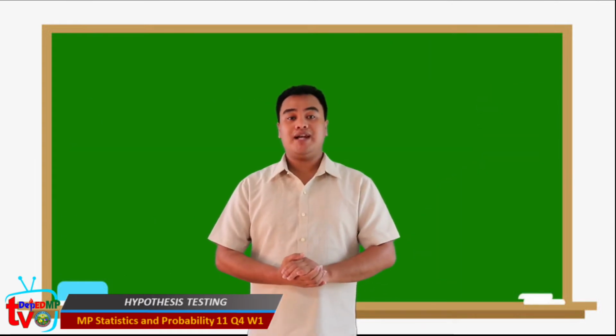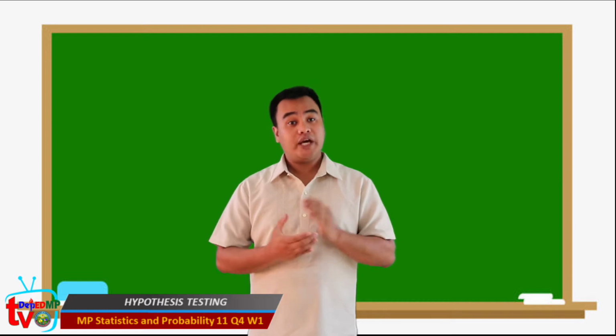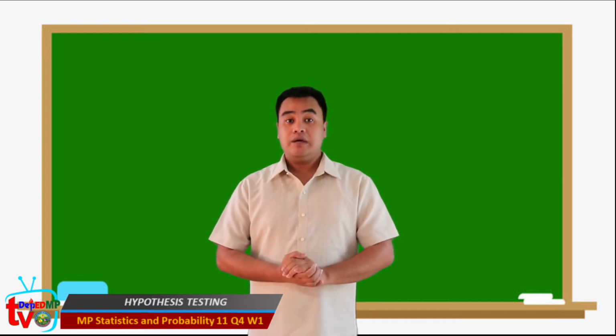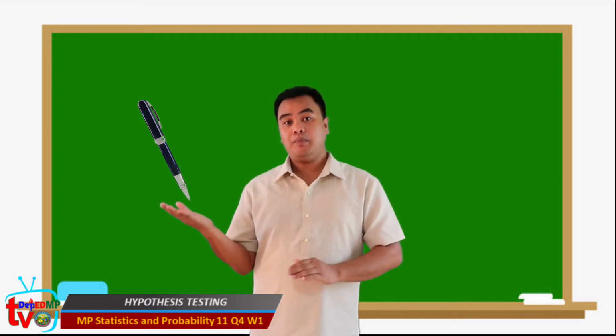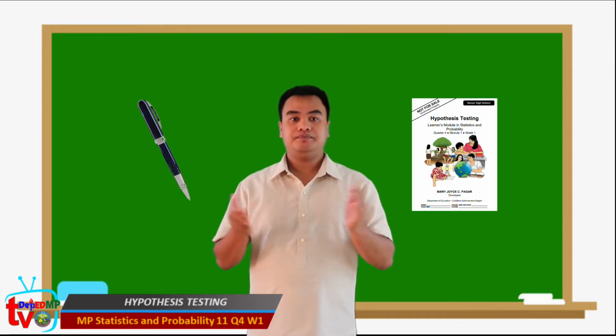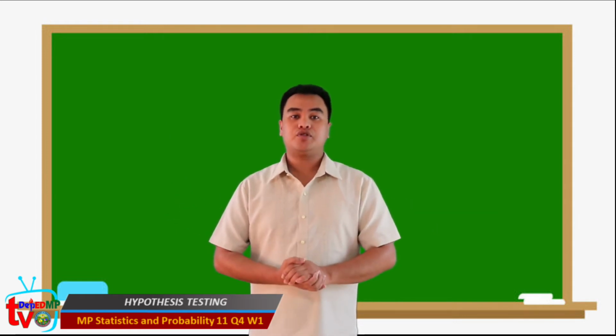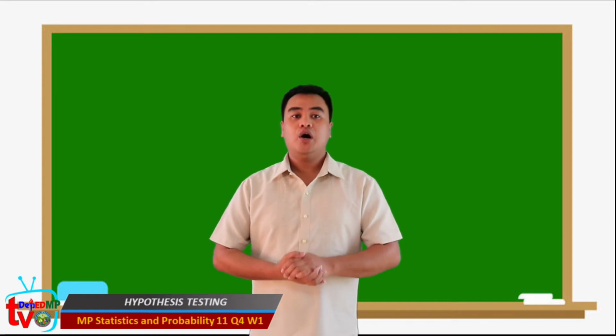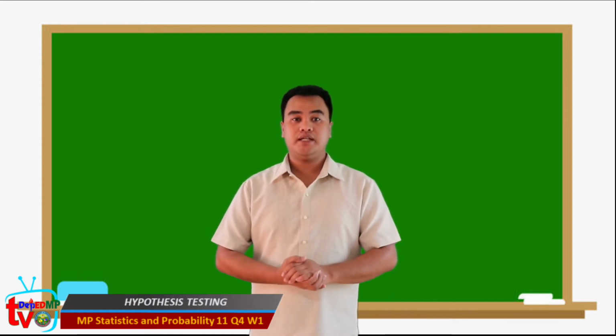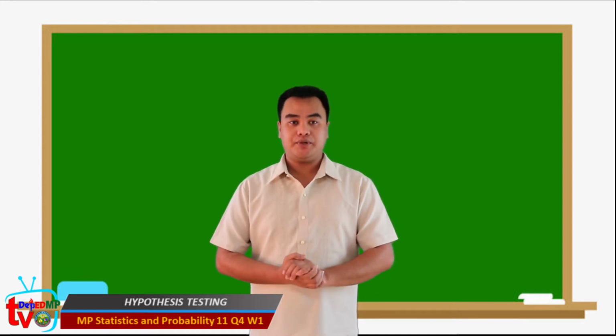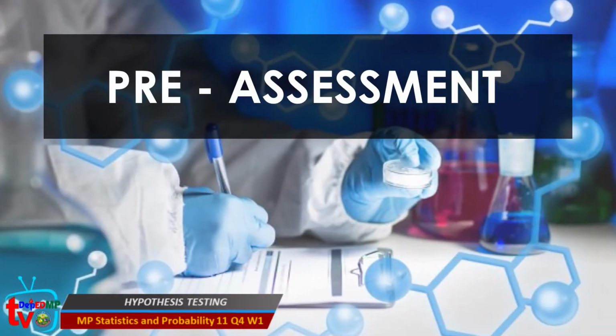Before we proceed with our lesson, we will check what you already know about the lesson. Make sure you have with you your ball pen and module. Answer the multiple choice questions to get an overview of the concepts that we shall be studying in this module. Write the letter of your answer before the number. Let us now proceed with the pre-assessment. You are given 5 seconds for each item.